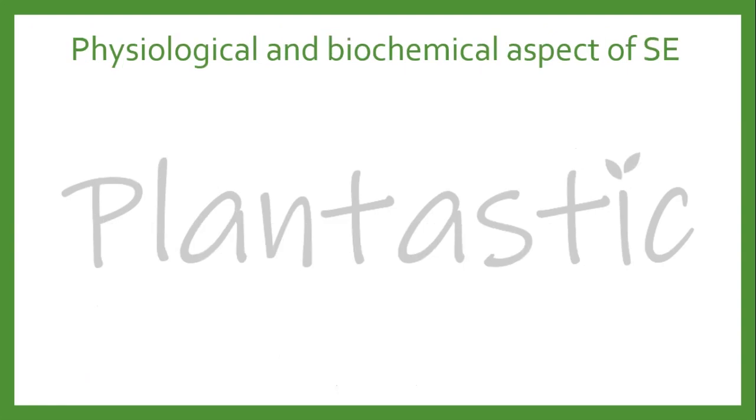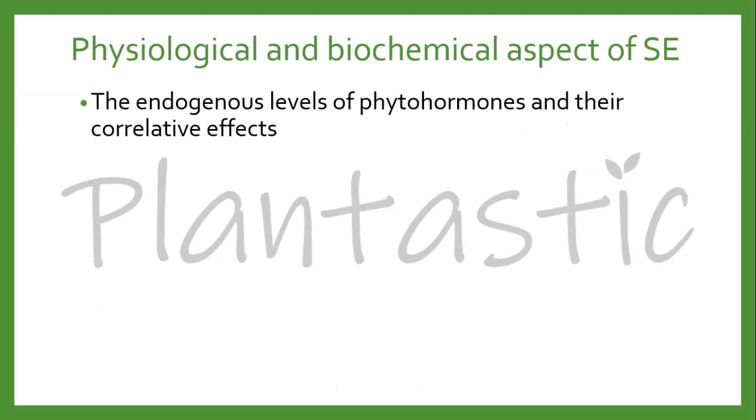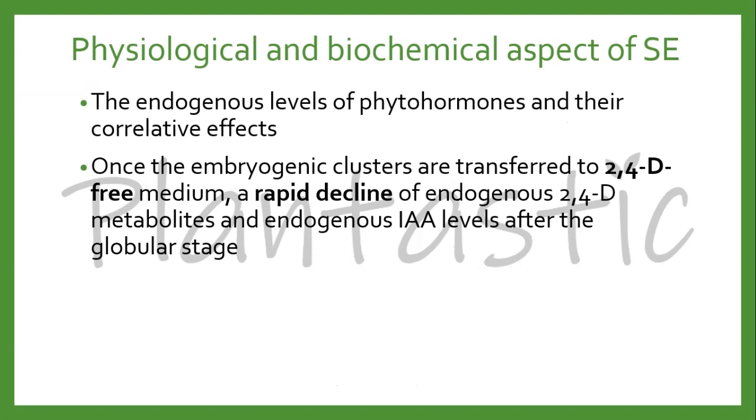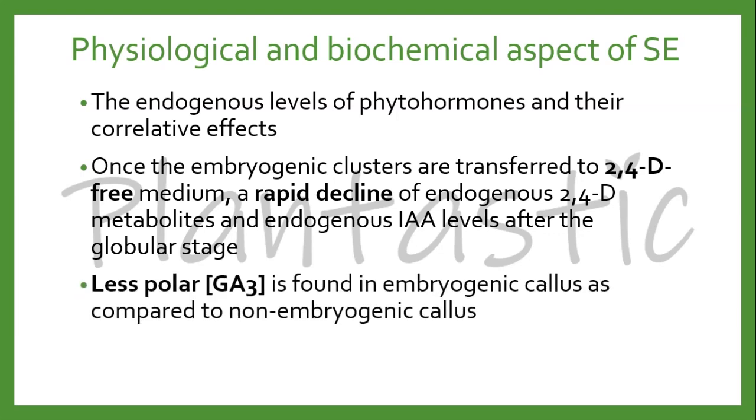Let's look into the physiological and biochemical aspects of somatic embryogenesis, especially the endogenous levels of the phytohormones and their correlative effects. Once the embryogenic clusters are transferred to 2,4-D-free medium, there is a rapid decline of endogenous 2,4-D metabolites and endogenous IAA levels after the globular stage, which means that 2,4-D is needed to induce the callus induction. Subsequently, it needs to be decreased by subculturing it onto media supplemented with activated charcoal or plant growth regulator-free medium.